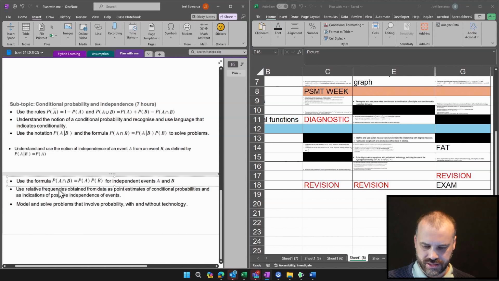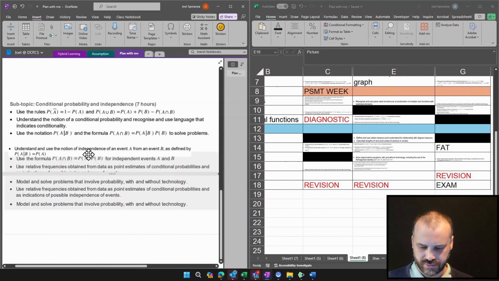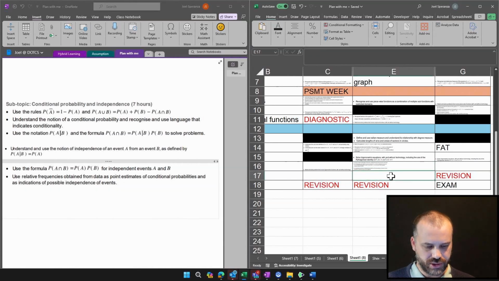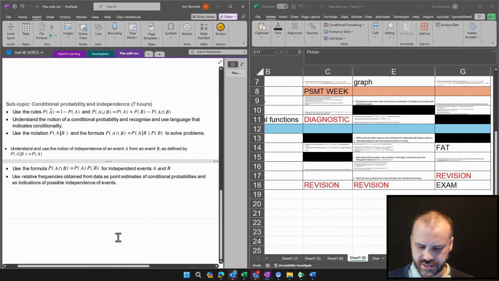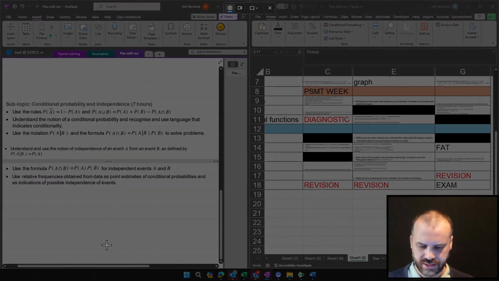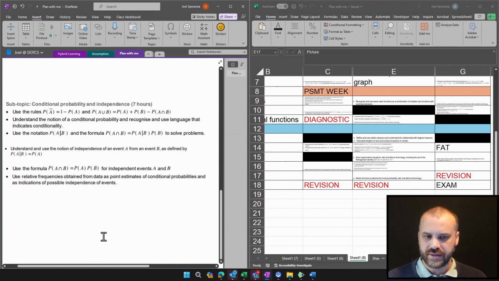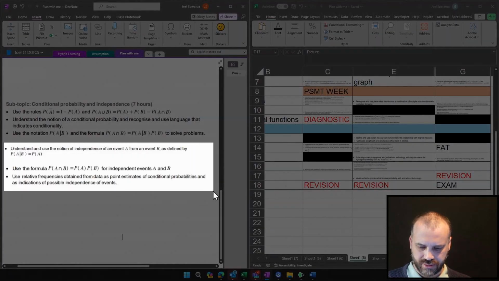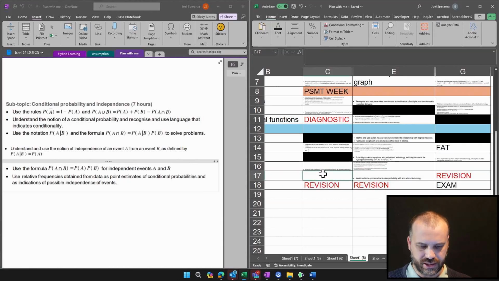Independence, independence, independence. Okay, so all of the independence dot points are a single lesson. And then model and solve problems. Okay, let's work backwards. Model and solve problems we'll put here. Independence is a single lesson. And so again, textbooks can go to the ends of the earth with this stuff. But if we look at the dot points, there's not actually a great deal of stuff happening.